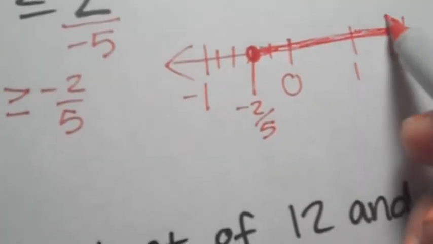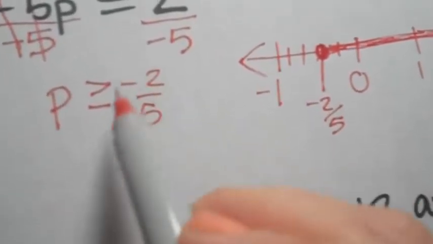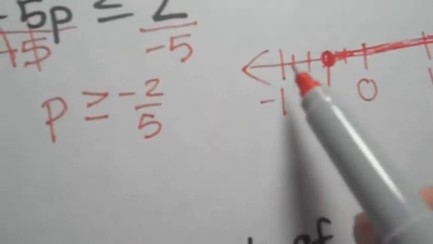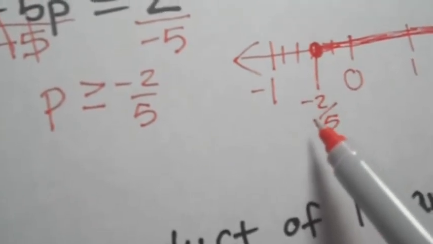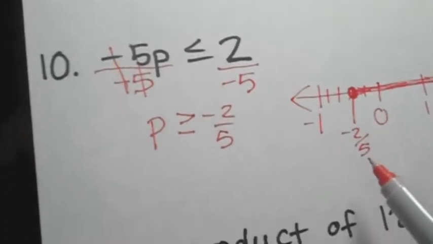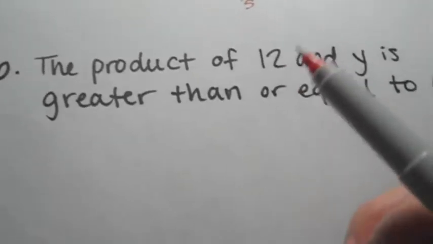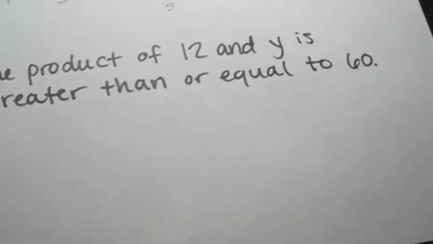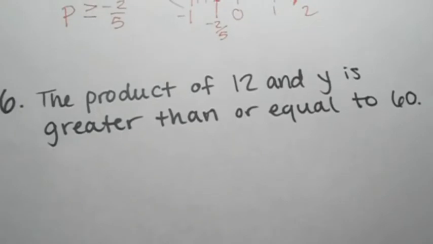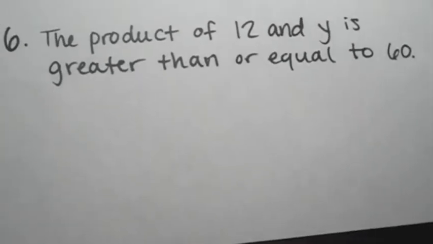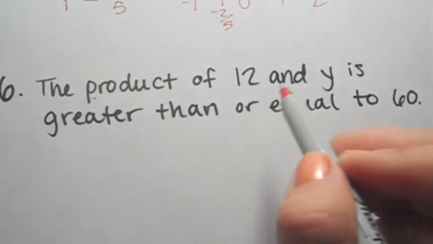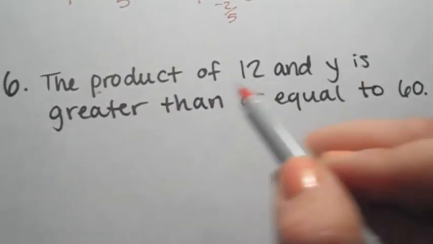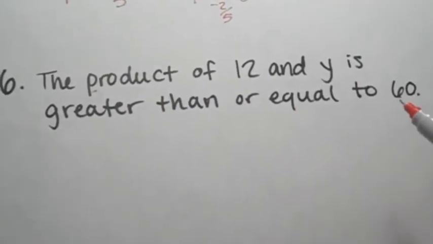It's important to know which two numbers a fraction lies in between, and that will help you graph it so you know about the location of where that point should be. Okay, so that was number 10. Number 16. This is another word problem like the one in 6.1 where we have to translate from English to math. So we have the product of 12 and y is greater than or equal to 60.